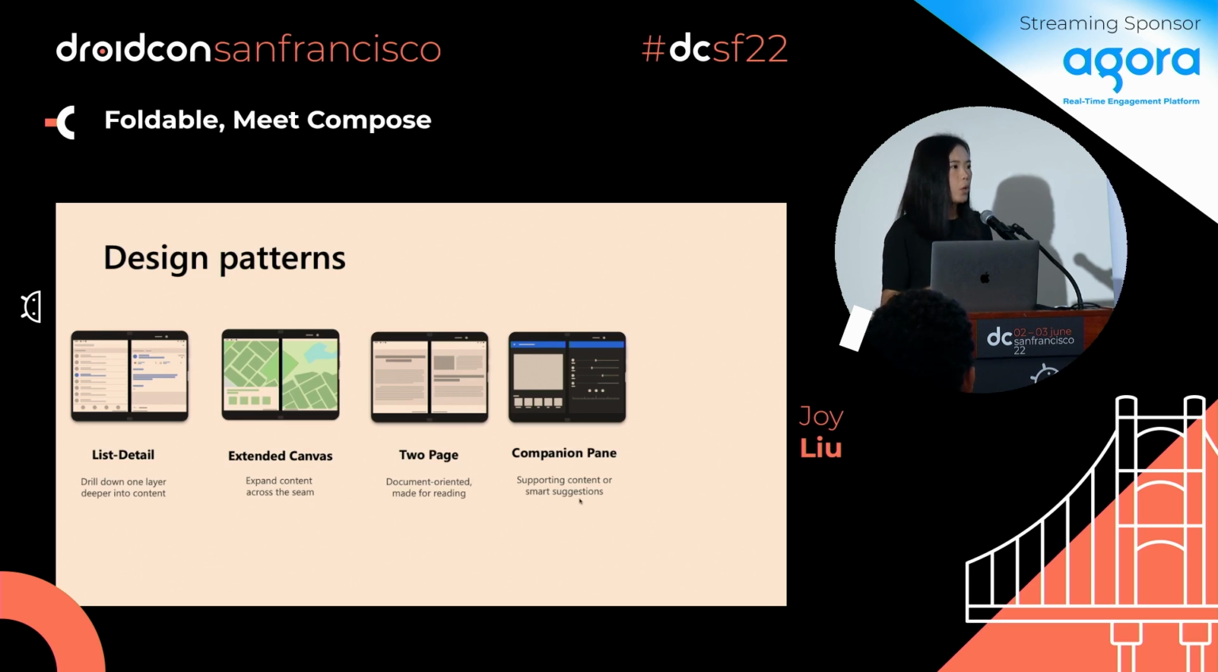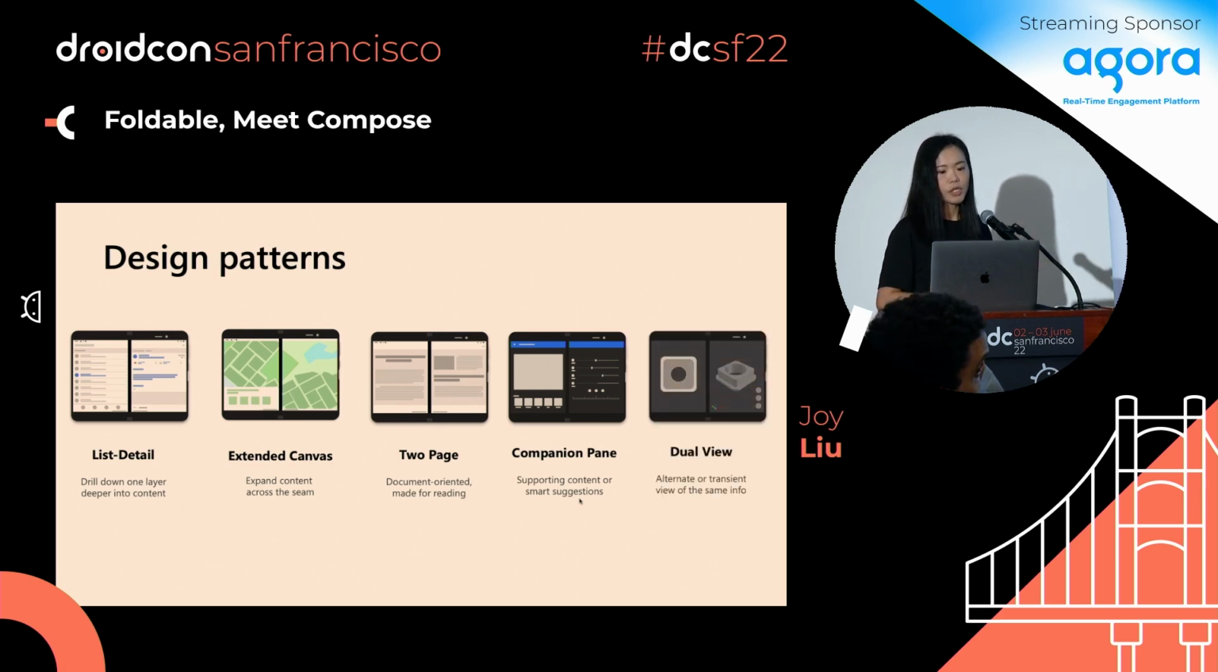Companion pane, which is good for image editing or gaming control. The Xbox Game Pass in the previous video is using this. Dual view. It's very useful to view the same content from different angles or do some content comparison. So like real estate or hotel, restaurant ordering application, they can show the list of the hotel on one side and the map with their location on the other side. So among all these patterns, which one would suit in your application?